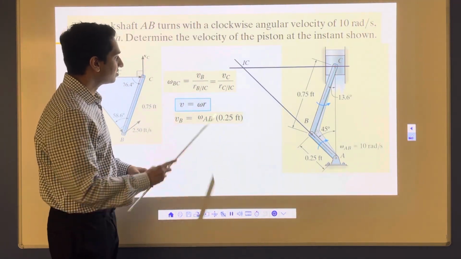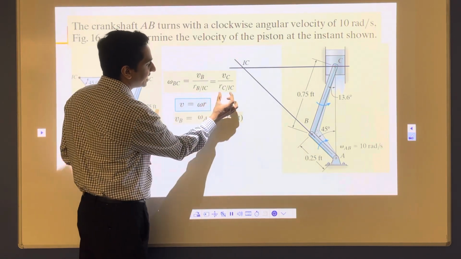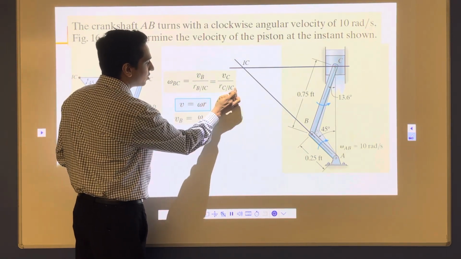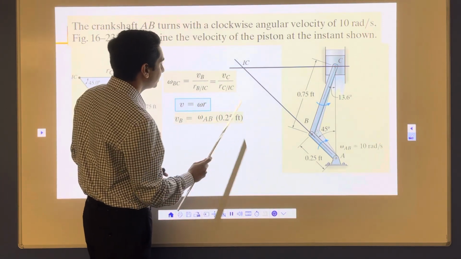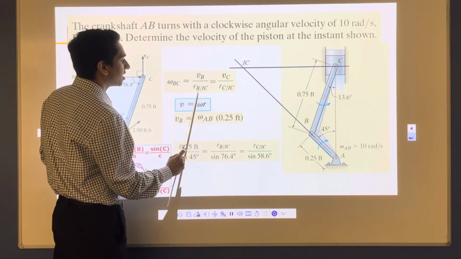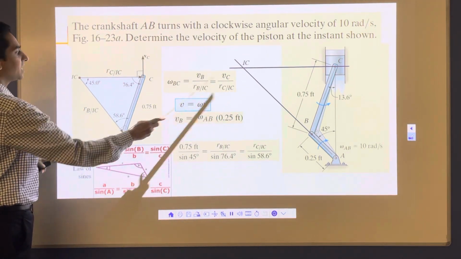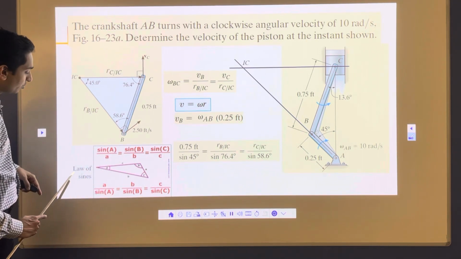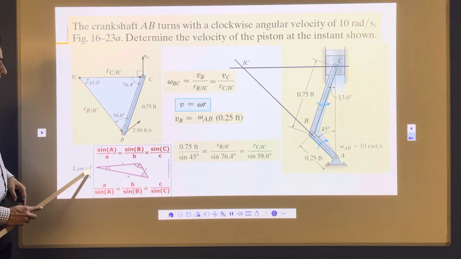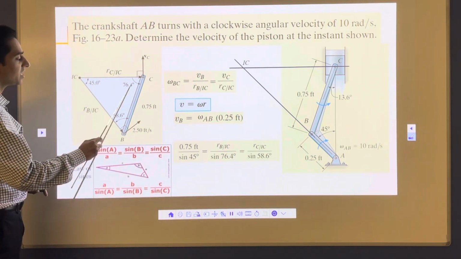Once I have the value of VB, I need to know these two values, and once I know that, I should be able to calculate VC. That's the problem here. So to calculate these two values, RB/IC and RC/IC, this and this length, I'm going to use geometry. Here I'm going to use something called the law of sines. The law of sines says that if you have any triangle, you know the length, you know the angle.